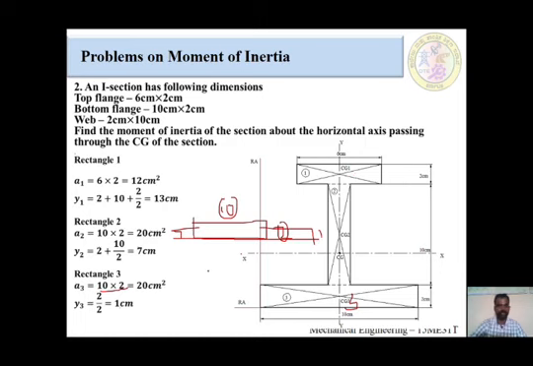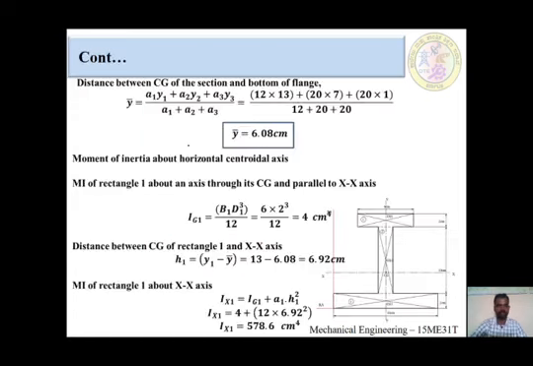We will move to the next slide to find out y bar. What is the value? How to find out y bar? This would be the distance between the center of gravity of the section and the bottom of the flange. Why have we taken the bottom flange? Because for finding y values, we have to take the bottom of the flange as our axis of reference.